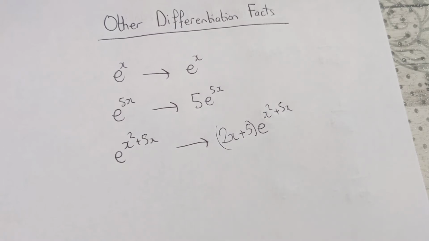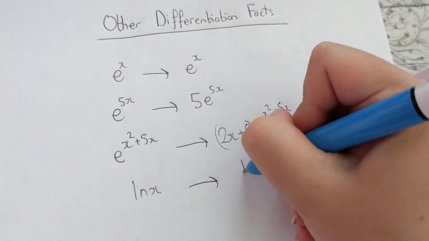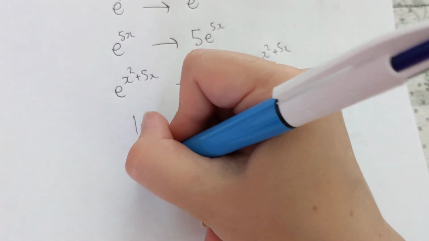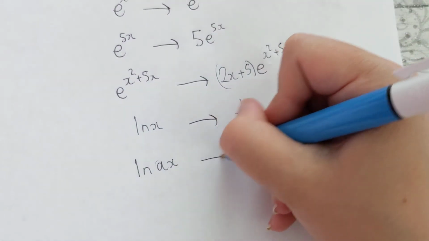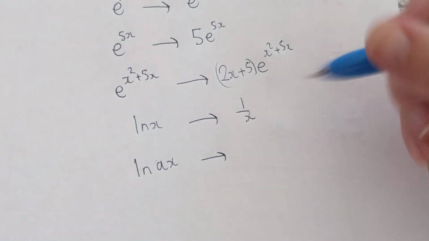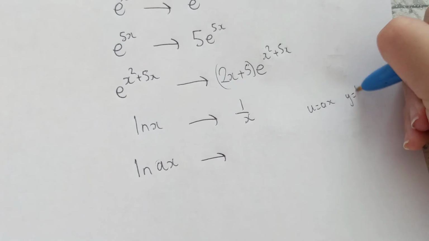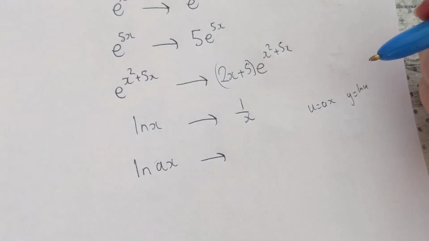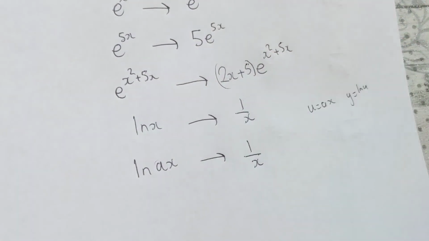Other things then are the ln things. So ln x differentiates to 1 over x. What else have we got? So then you can have ln ax, where you've got a number in front of the x. Now you can use the chain rule to prove this. So you can say that u equals ax, so y equals ln u, and differentiate them both and use the chain rule. And you will end up with things cancelling out, and you get exactly the same thing as this. So it still differentiates to 1 over x.